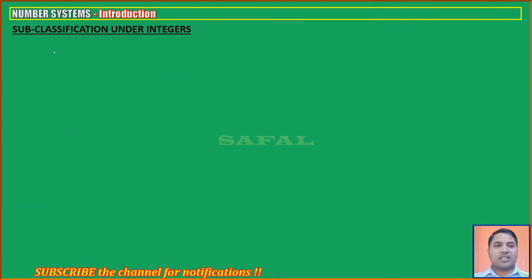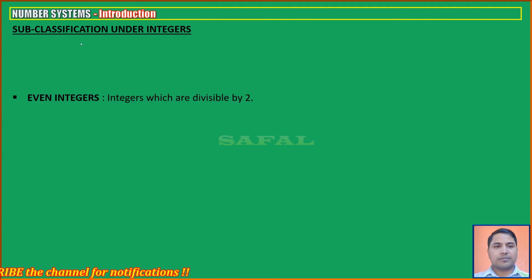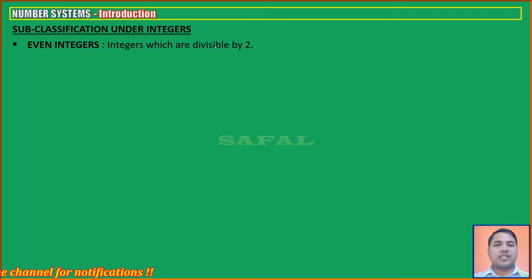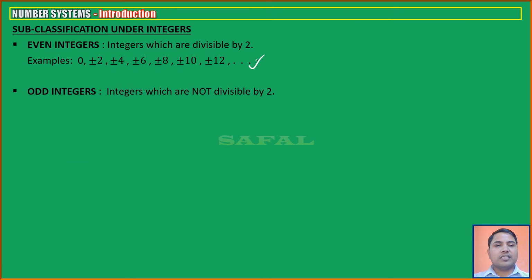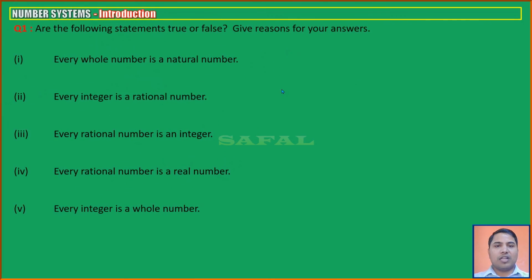One more classification we have under integers, which most of you might already know. Even integers, those integers which are divisible by 2. Examples, 0, 2, 4, 6, 8, 10. All these integers are divisible by 2, so we call them even integers. Odd integers, those integers which are not divisible by 2, like plus minus 1, plus minus 3, plus minus 5. So these are all examples of odd integers. So that's all about number system.